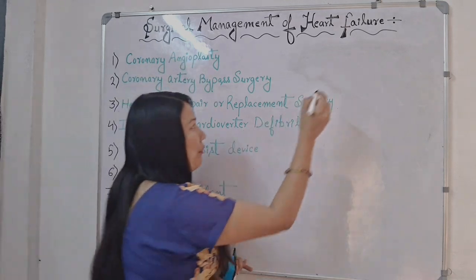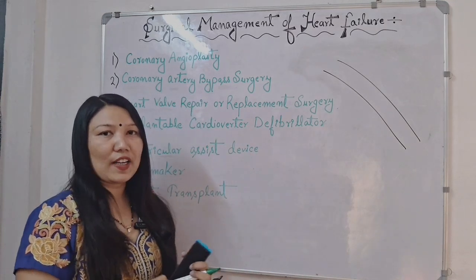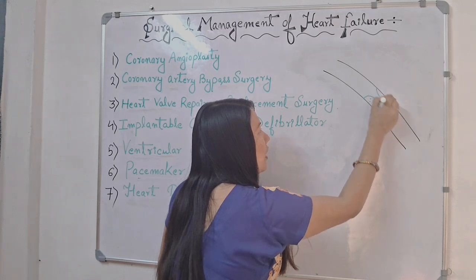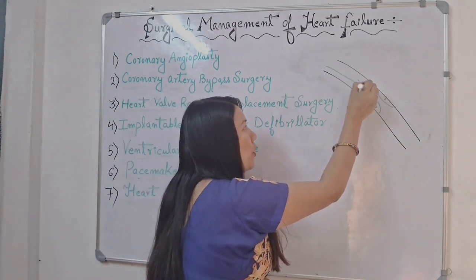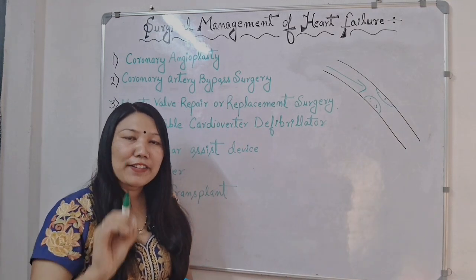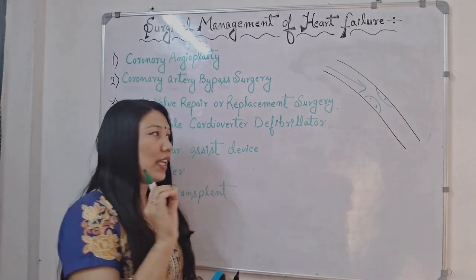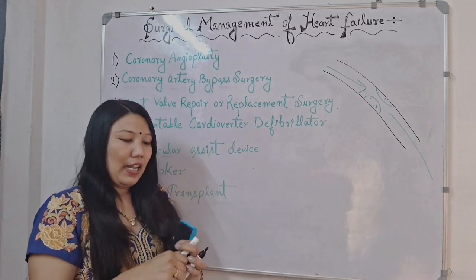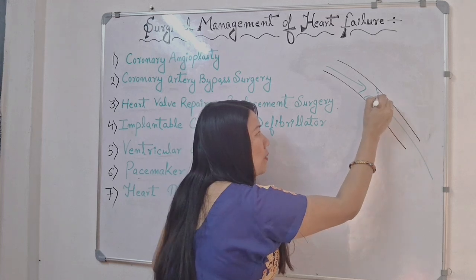Suppose this is our coronary artery, and there is a blockage in it due to plaque formation or atherosclerosis. So the blood will not be able to flow properly. The surgeon or doctor will place a flexible guide wire into this coronary artery through the femoral vein. A flexible catheter is inserted, and at the tip of this catheter a balloon is placed.